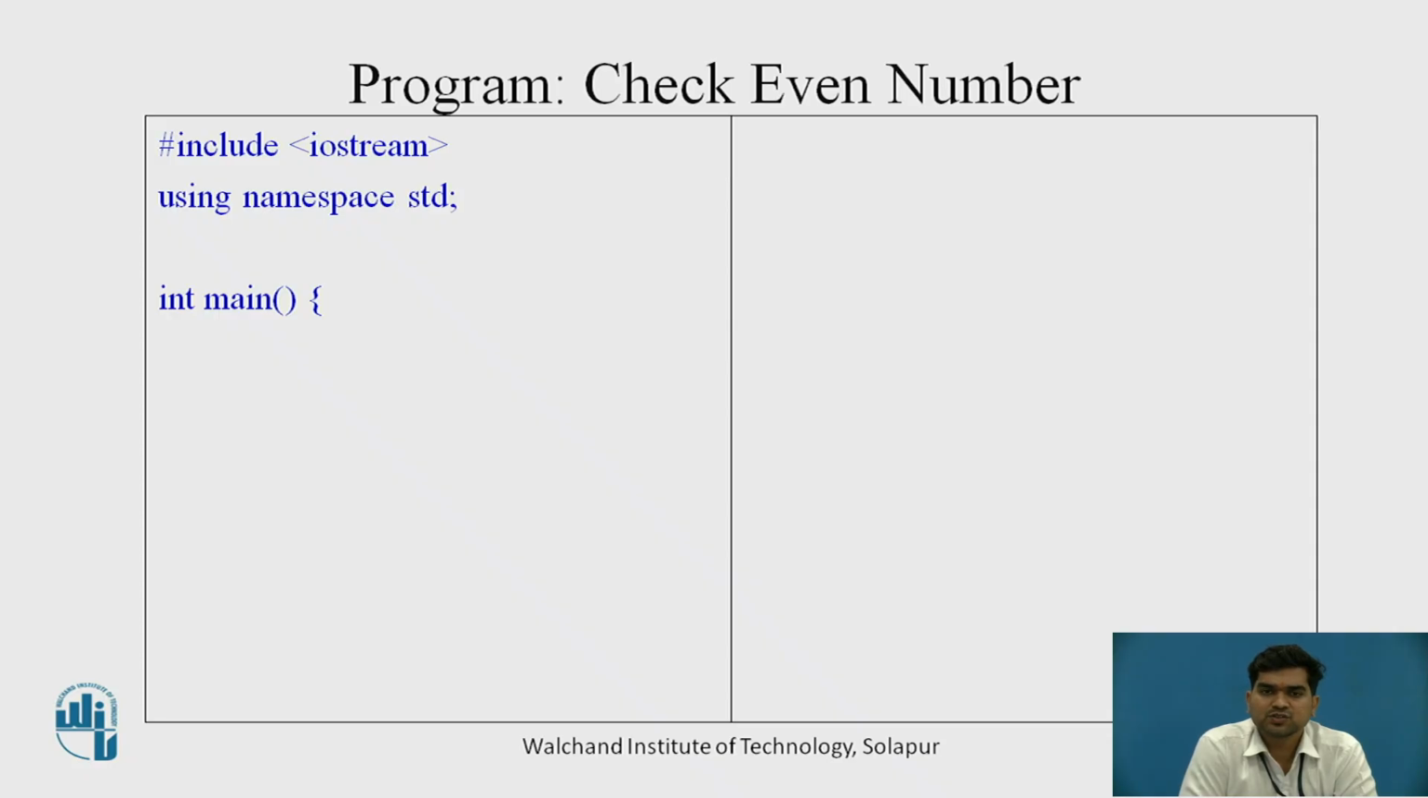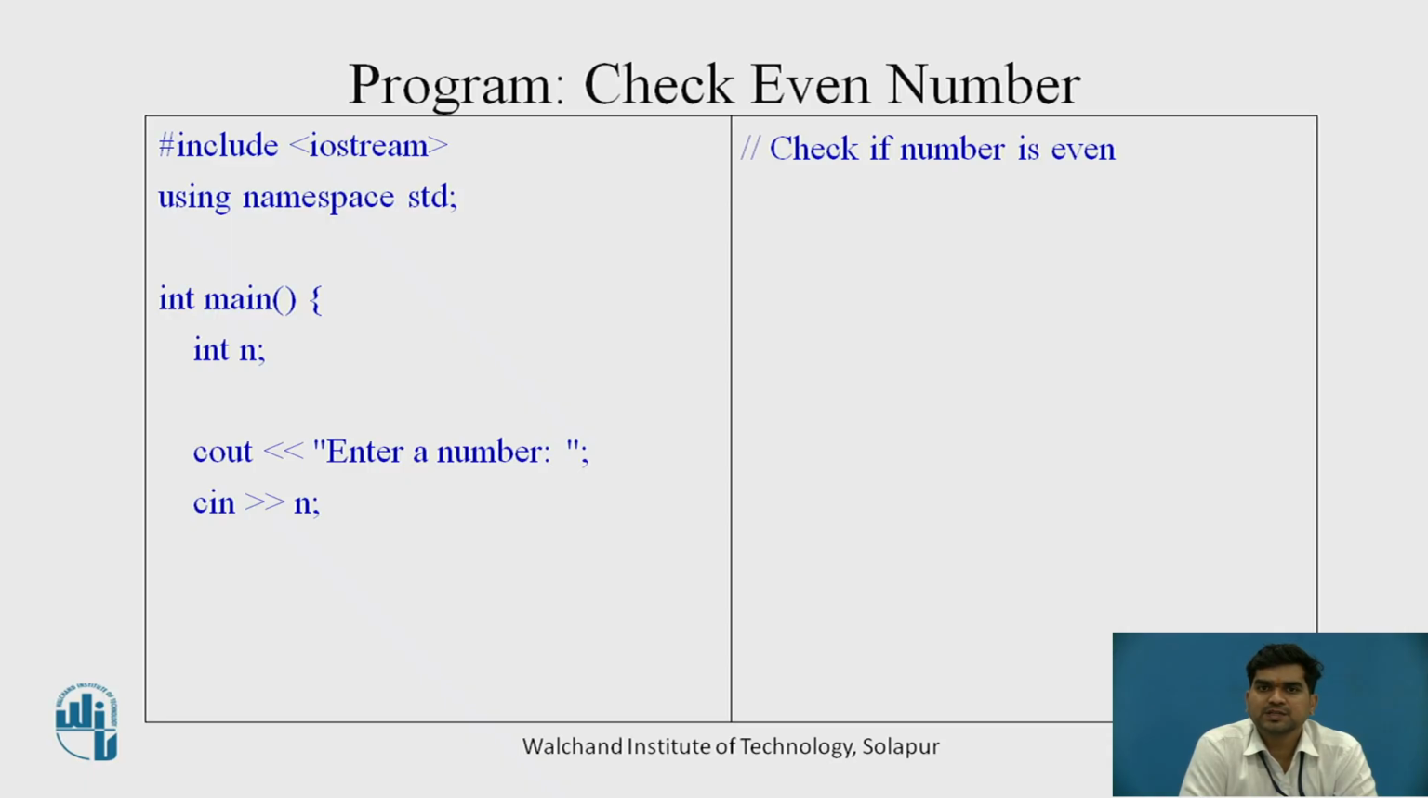Then int main, we start the program from int main. Int n is the integer variable we have to provide, and the name of that variable is n. Then cout, to prompt the user to enter the number. Then cin, where we again provide the variable n.